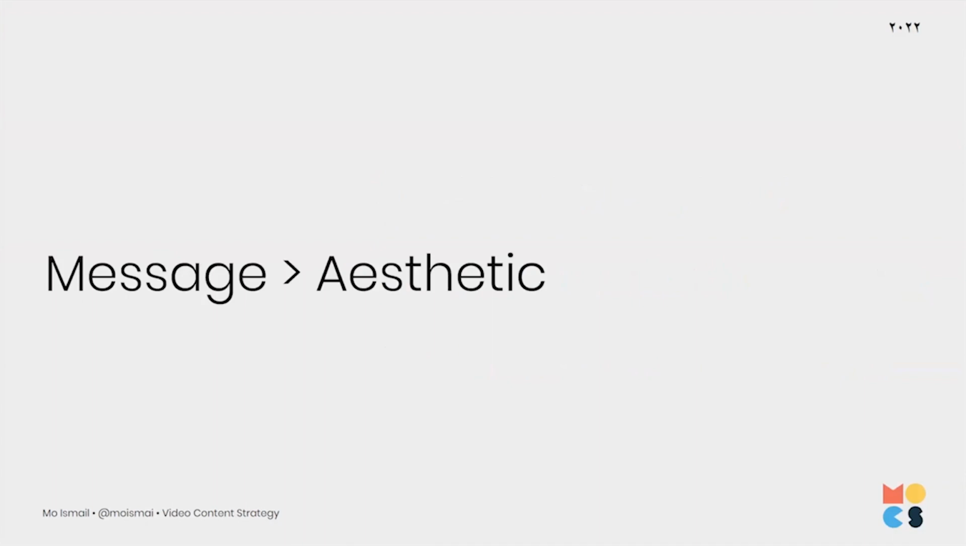Message over aesthetic is a priority because you get to lower the bar of entry. The last thing Mike said is, don't get in your own way. You need to execute. You need to make sure that you do it. This is probably the easiest way.